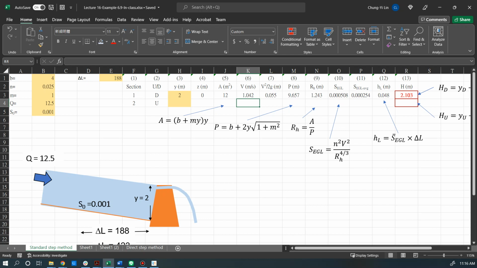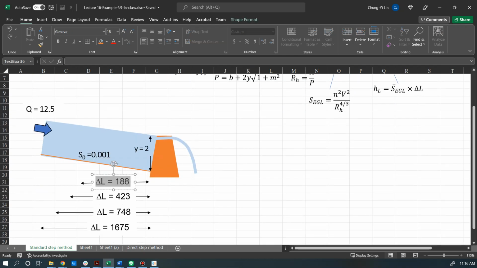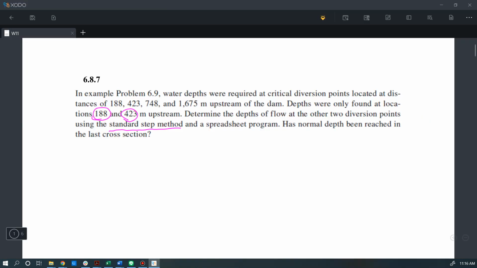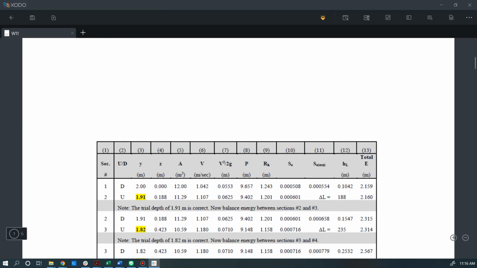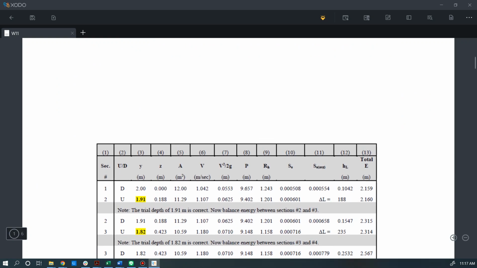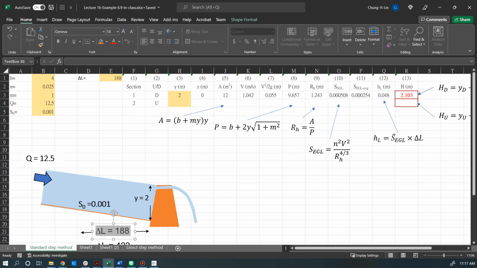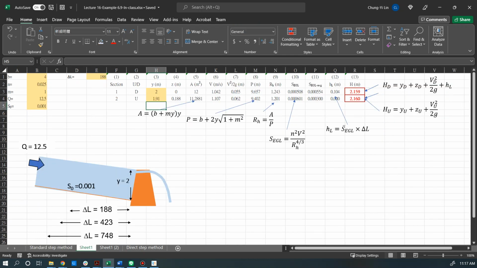Let's start with the first demonstration. Let's first verify the first point, because we already know the answer for this point from the textbook: the water depth is 1.91 meter. Let's verify whether that is correct and whether we can really use this Excel sheet to solve this numerically.